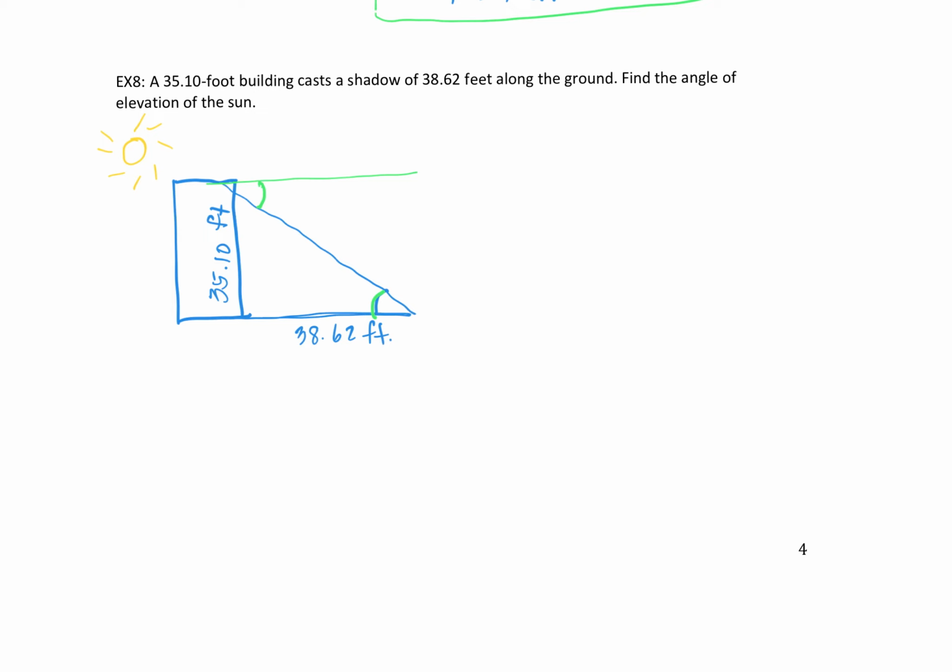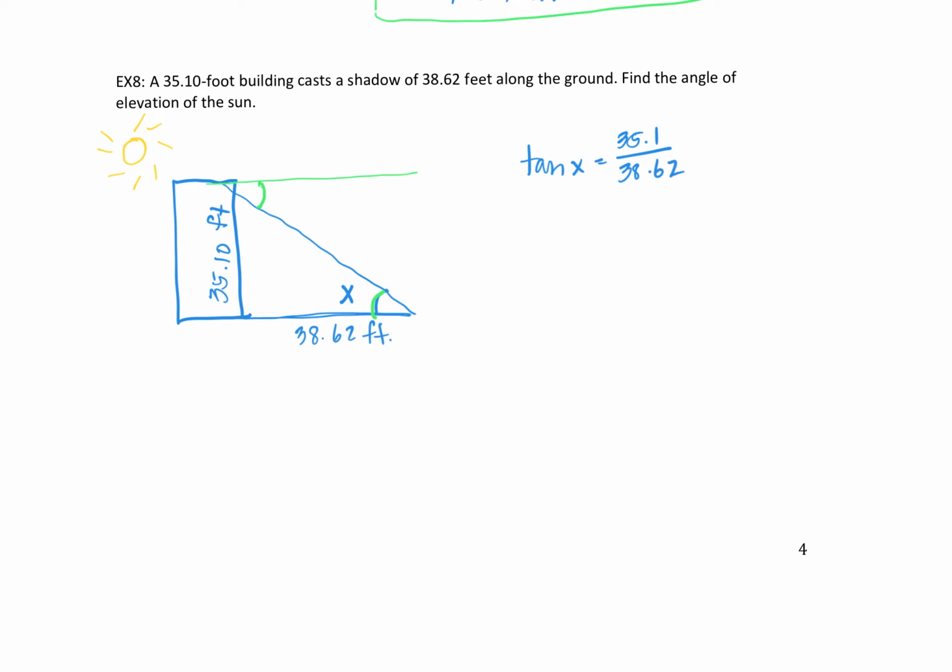Now I want to find that angle. Again, I'm just going to use x. With respect to x, I have the side that's opposite, and I also have the side that's adjacent. So I have opposite, adjacent. That tells me probably tangent, but again, you don't have to use tangent. Tangent of x is going to be the opposite, which is the 35.1, I don't need that 0 when I'm computing, over the 38.62.